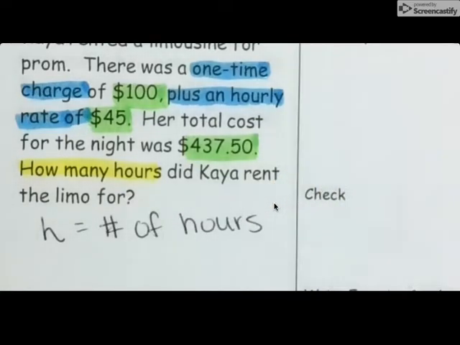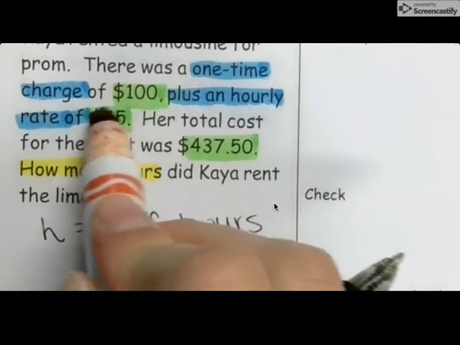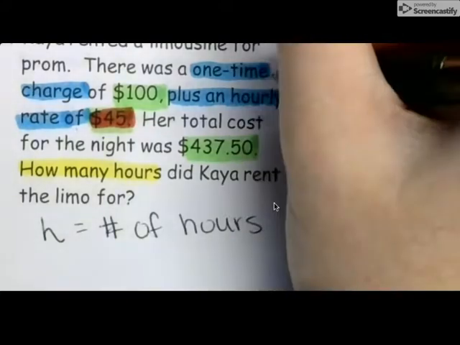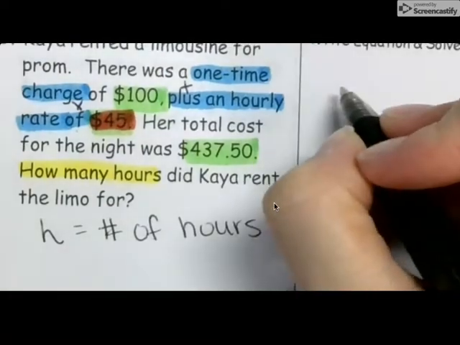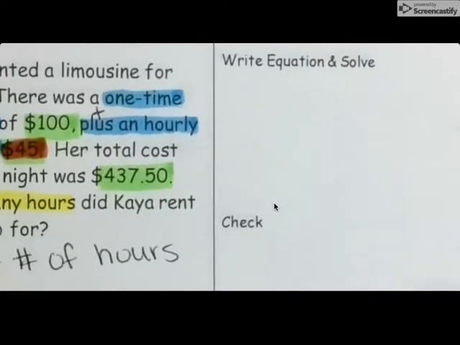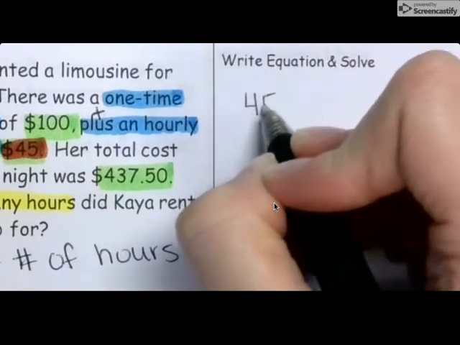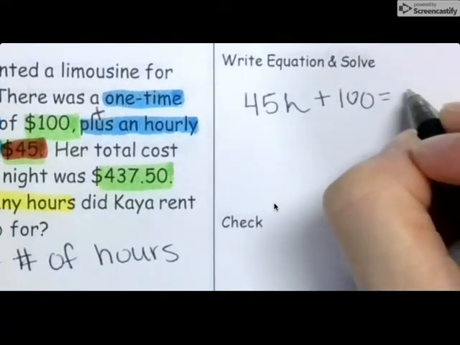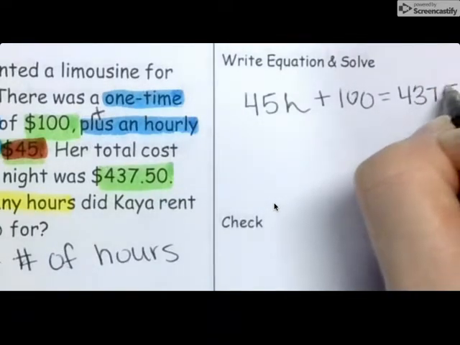Then we have to look at it and say, which of the 3 numbers that we have is going to be our, what's that thing called? Coefficient. And that's going to be the 45. Remember, of means multiply. Okay? So, plus and of means multiply. So we have over here our 45 times the hours plus $100 equals the total money she spent on a limo.